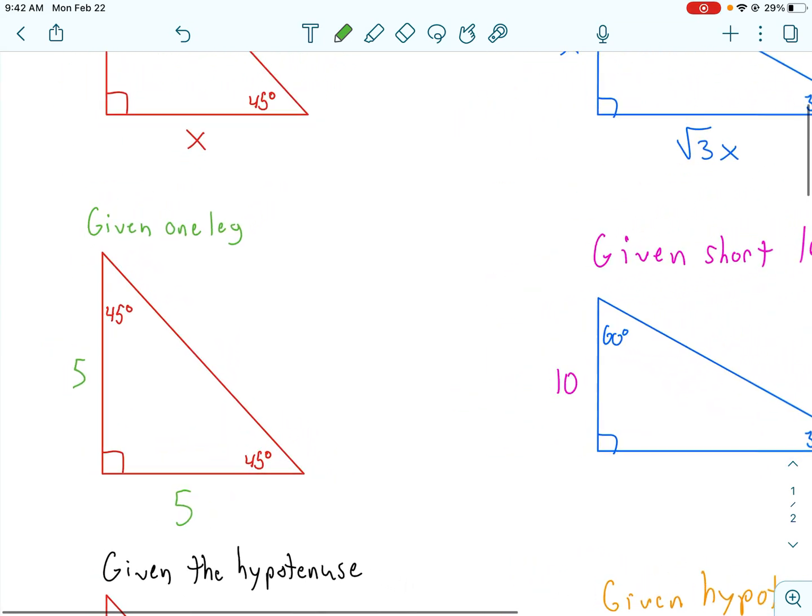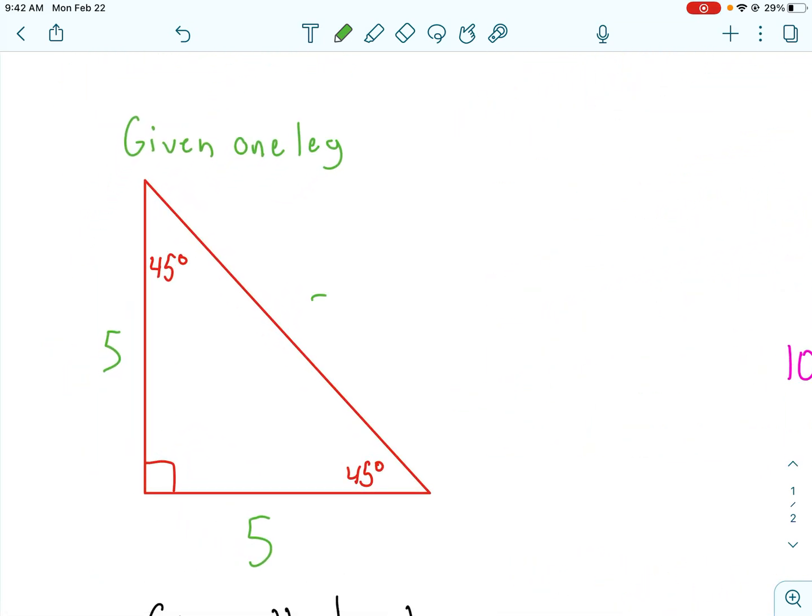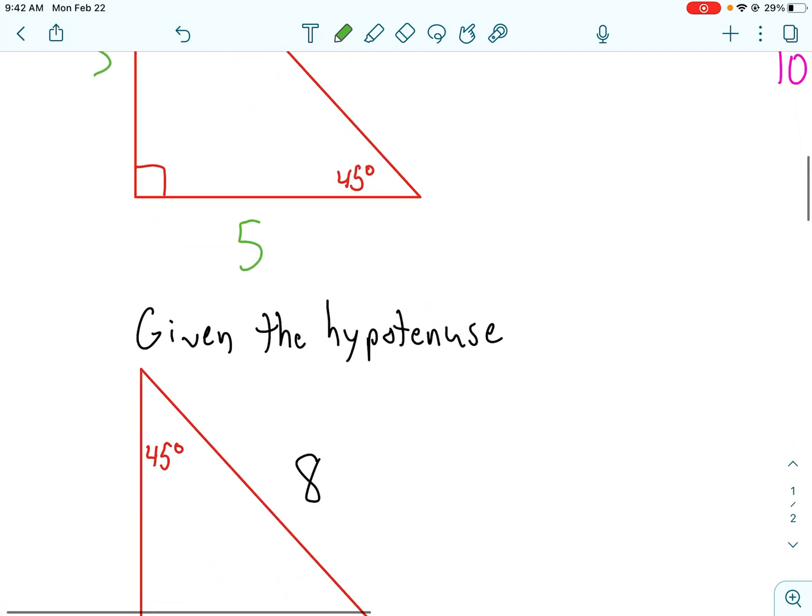The hypotenuse is always radical 2 times that length. So all you have to do is say 5 times radical 2. That's it. You're done. You just got 2 points on this problem.